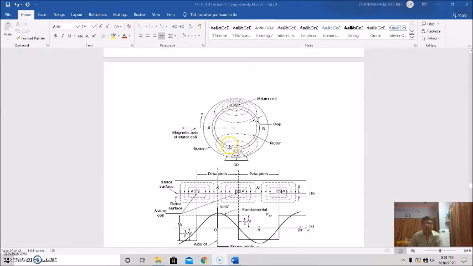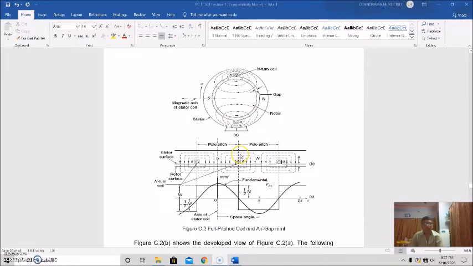Now, this is the stator, the magnetic axis of the stator coil. So the coil is like this, and this is the axis. This is the internal coil, and these are the current directions. This is the flux path, applying the Maxwell force rule.